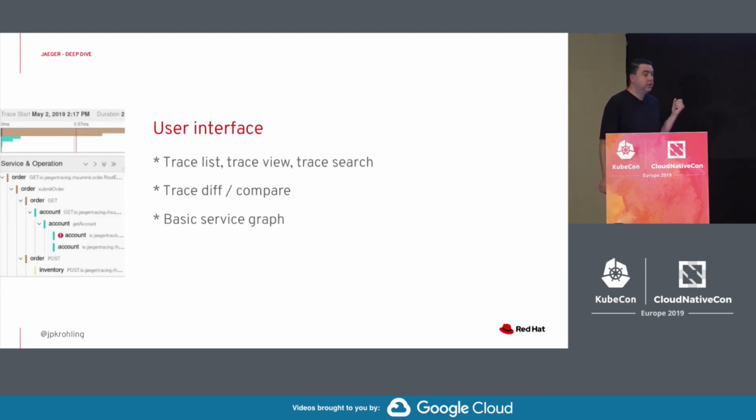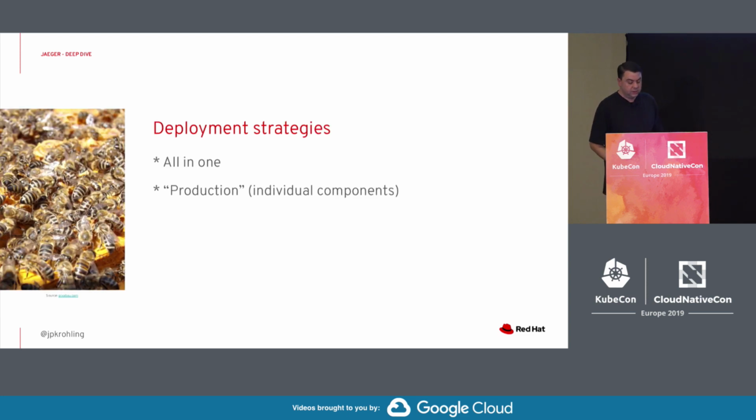And finally, the UI. The UI gets data directly from the query, right? So the main consumer of the query is the UI, and we have features that we've seen in the previous session here. We can list traces, we can view traces, we have different types of views, the timeline view, and the graph view. We can do comparison of traces, and we have a very basic service graph.